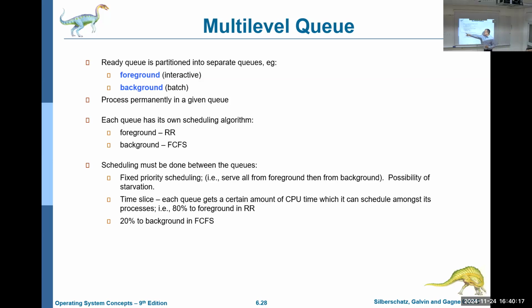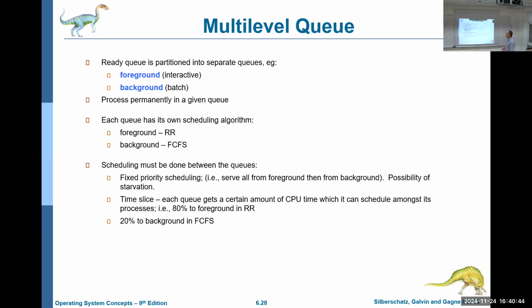That's this line here. Scheduling must be done between the queues. Now, there needs to be an algorithm to decide when to go from one queue and when to go to the other queue. So you could have a fixed priority scheduling. For example, serve all from the foreground, and only then, when the foreground is empty, then go to the background. But then you can have starvation. So you do like I said, you can do 10 processes from the foreground and 1 from the background, then 10 from the foreground. That would be more logical.